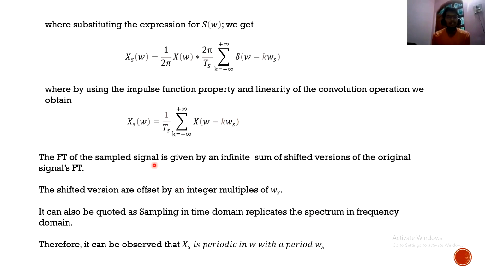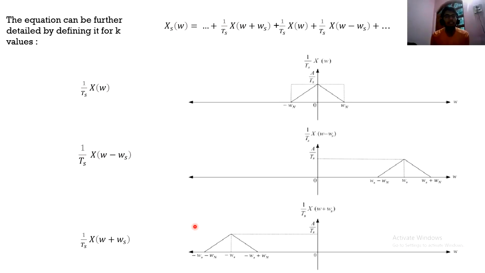Okay, now it can be defined as the Fourier transform of the sampled signal, defined as the infinite sum of shifted versions of the original signal f(t). Now it repeats: the signal repeats after integer multiples of omega s, so omega s can be treated as a period. Now taking the detailed expression for our Xs, the sampled signal in the frequency domain, we obtain these graphs for k equal to 0, k equal to 1, or k equal to -1.